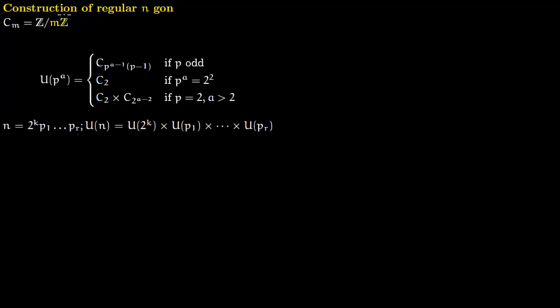We want to talk about when we can construct a regular n-gon. Before we can do this, let us fix some notation. Let us denote Z/mZ, the cyclic group of order m, as C_m.